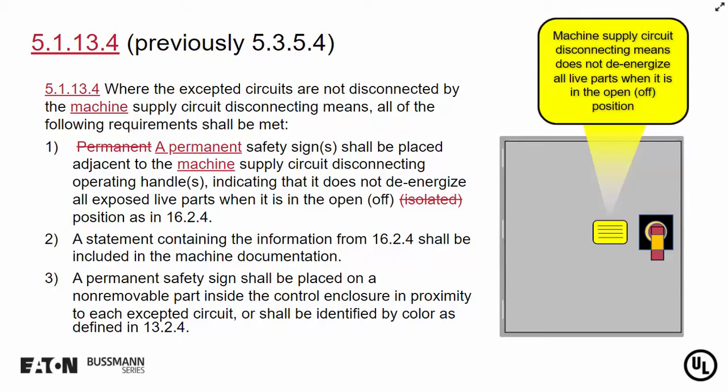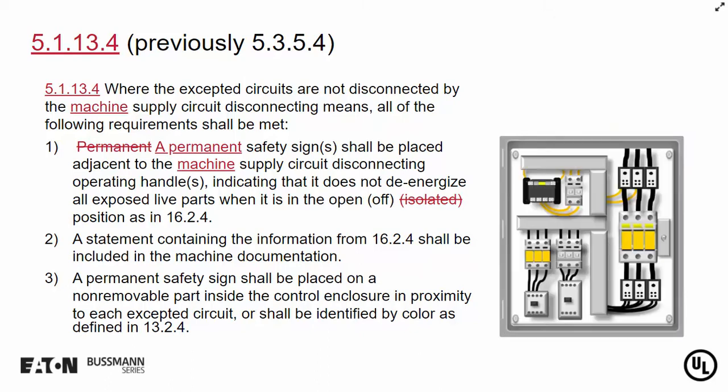And then number 3, a permanent safety sign shall be placed on a non-removable part inside the control enclosure in proximity to each accepted circuit, or shall be identified by color. The purpose of this is you need to identify components that are in that same enclosure where the machine supply circuit disconnecting is, so that one knows that those components will indeed be energized when the supply circuit disconnecting means is in the open position. So other than that, just a little bit of renumbering here and then some important word changes for clarity.